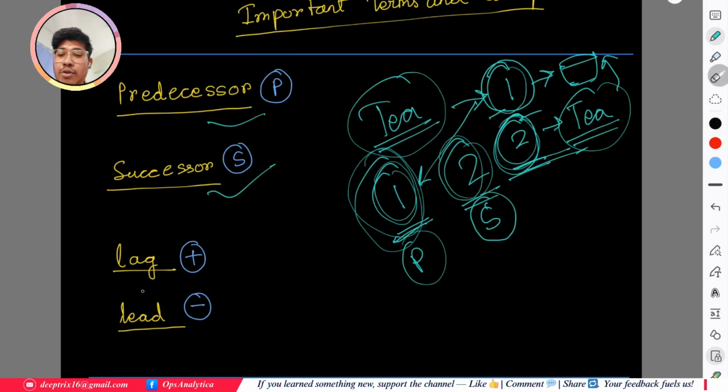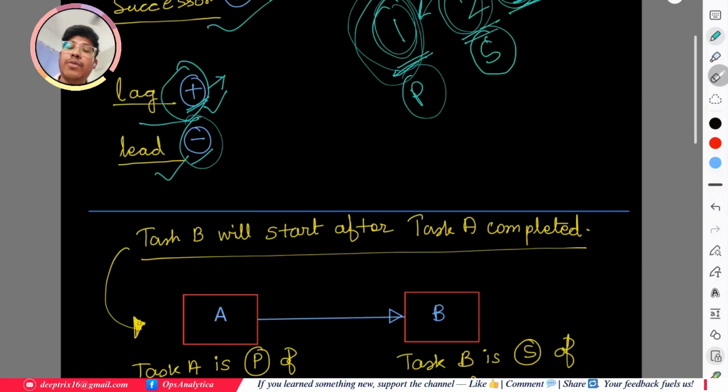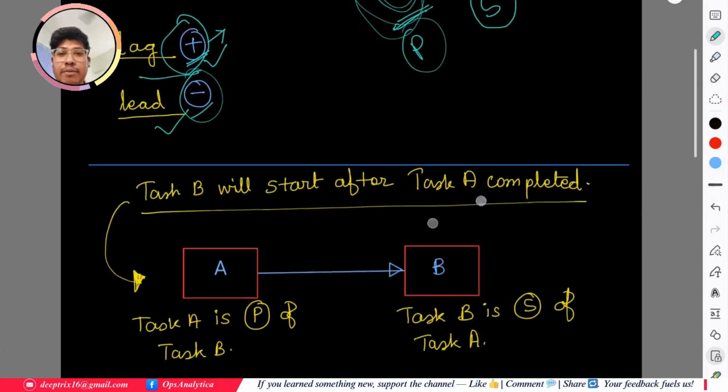After that, in today's video we will also learn about the lag and lead concept. Whenever we are talking about a lag between two activities, we use plus, and whenever we are talking about a lead activity, we generally use minus. How it is affected and how we use it in Microsoft Project, that we will understand.